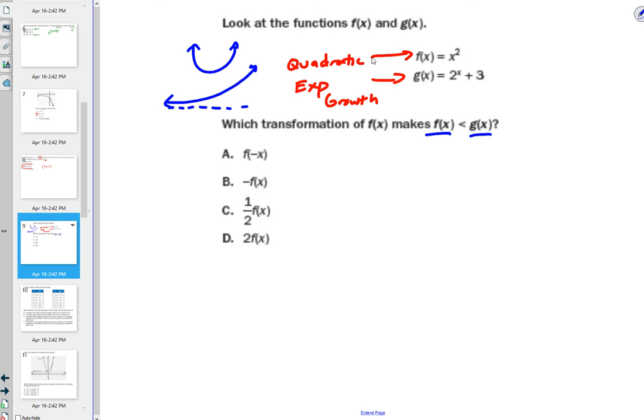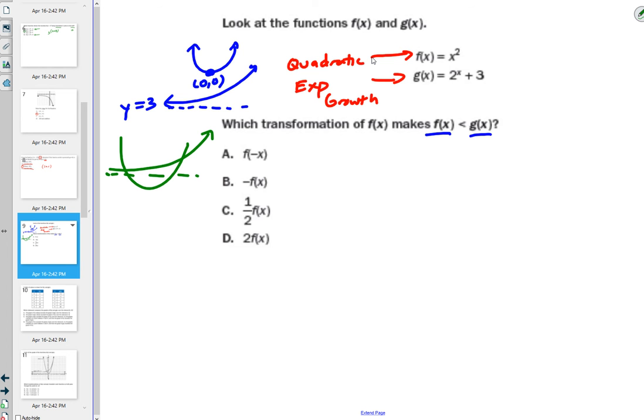Right now, where is the asymptote for the exponential? At y is equal to 3. This x squared, how low is that going right now? It's going as low as 0. The vertex of this right now is at 0, 0. So if I were to draw these one on top of the other, it would look something like this for right now. But what can I do to get the parabola to go below the exponential?